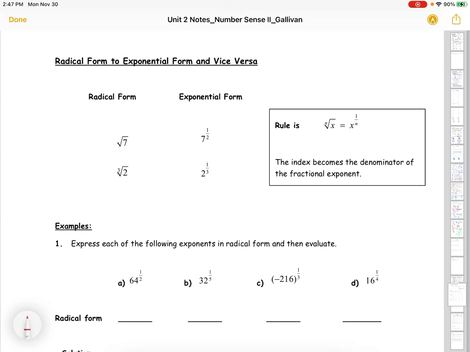Okay. Radical form to exponential form and vice versa. So we're still continuing with radical forms. I might go into this in more depth in another unit, but we're going to talk about it right now. So radical form versus exponential form. We can write the square root as 7 to the 1/2.